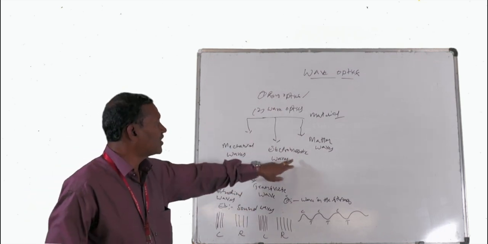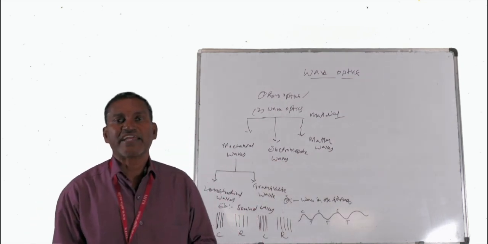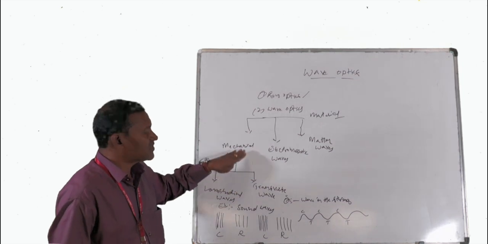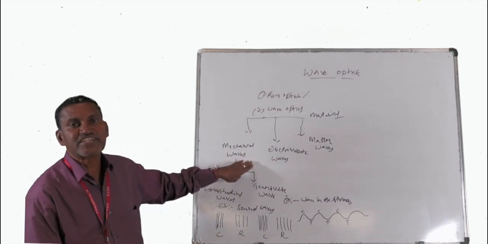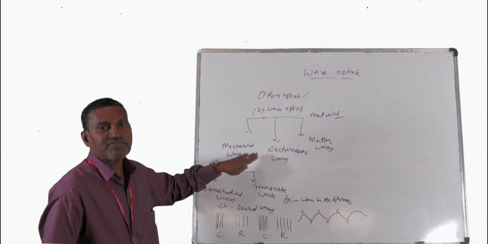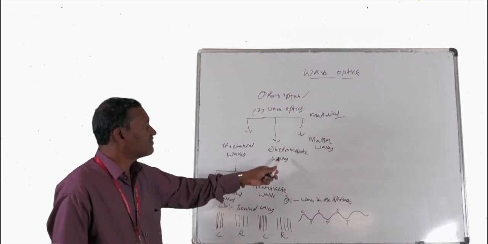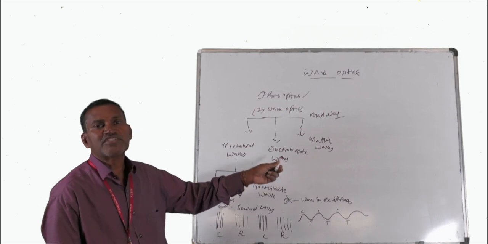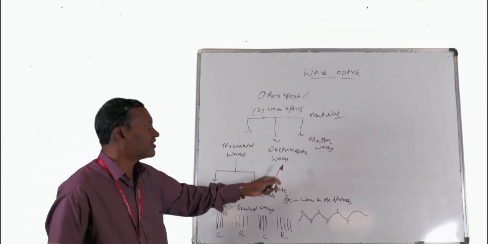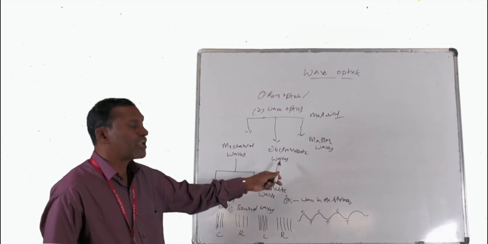Then we go for electromagnetic waves. Electromagnetic waves are also called non-mechanical waves. For mechanical waves, a medium is required for the propagation of the wave. In the case of electromagnetic waves, a medium is not required for wave propagation. That is most important, and that is why they are called non-mechanical waves.